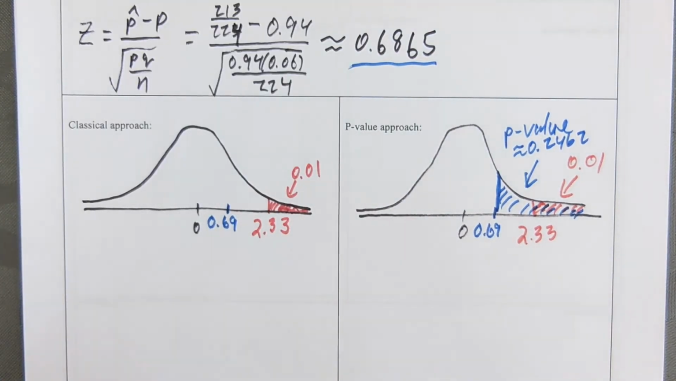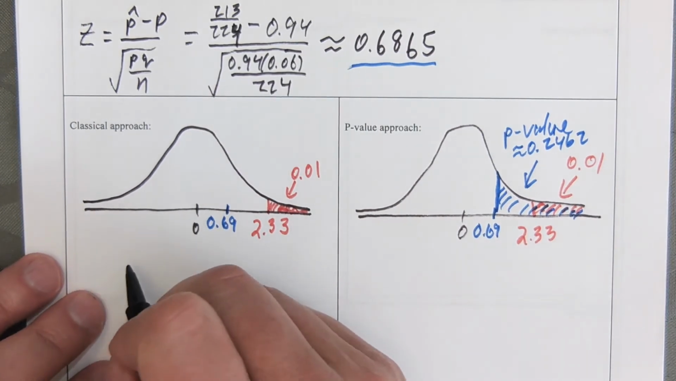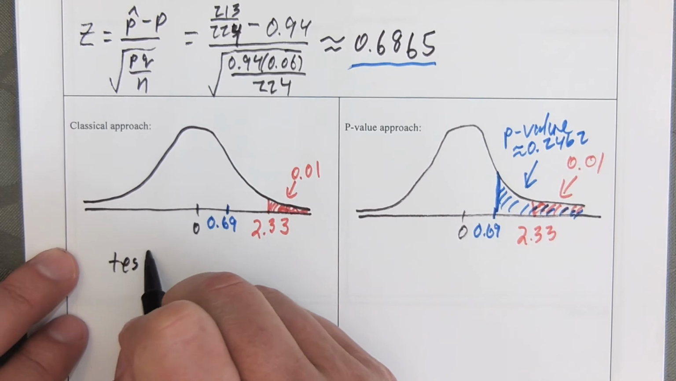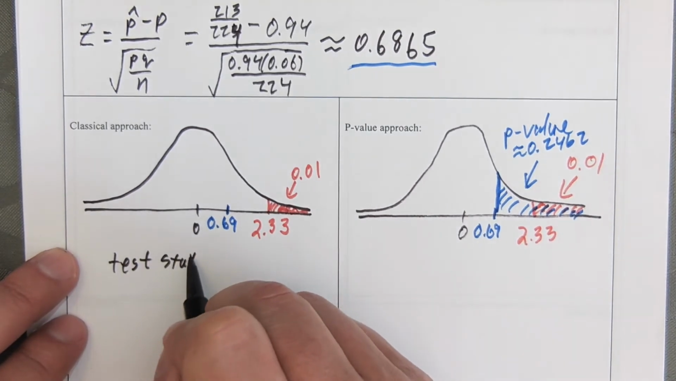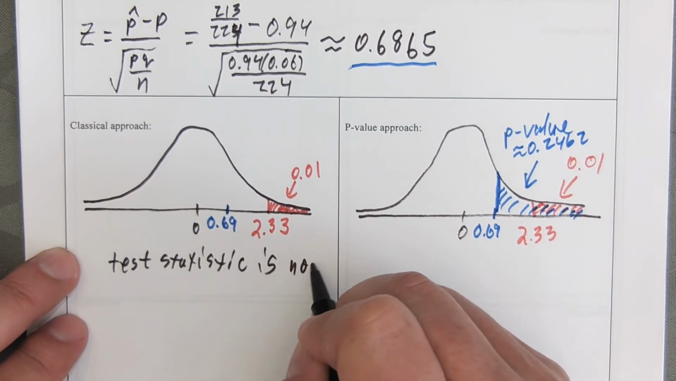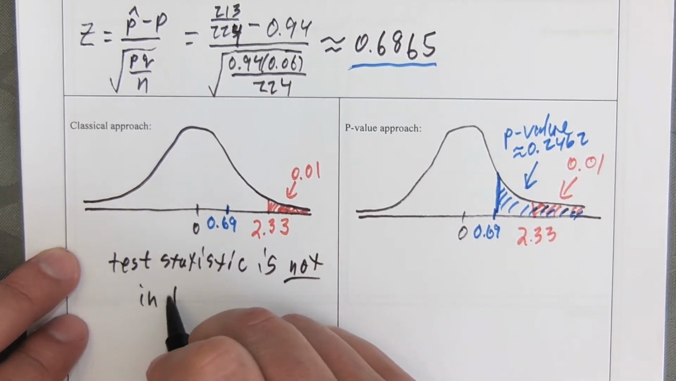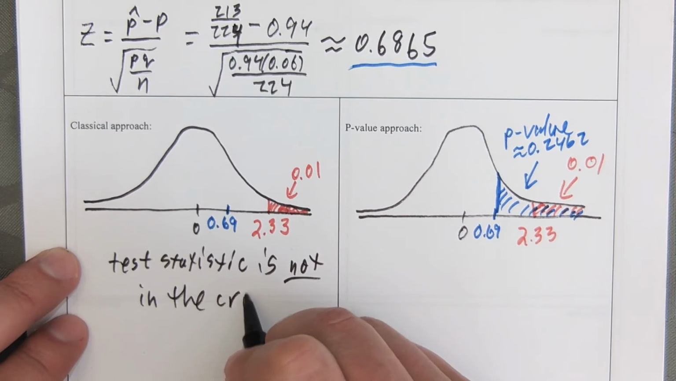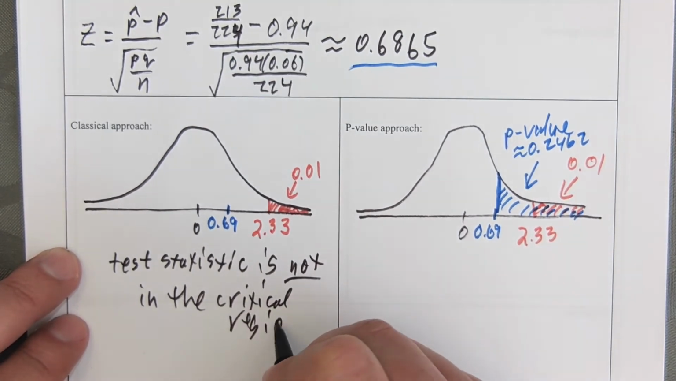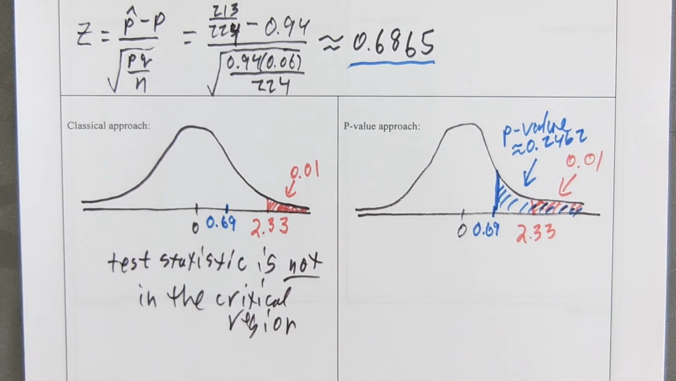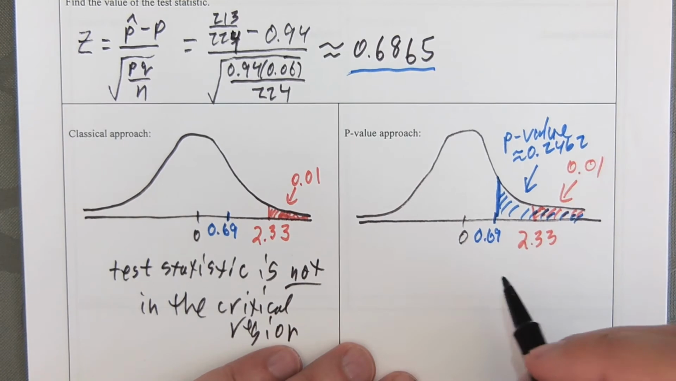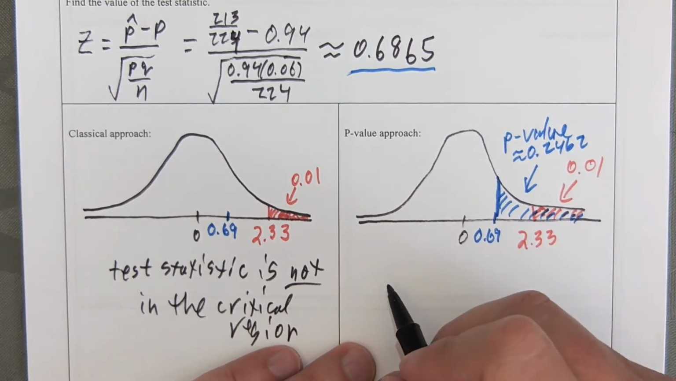So here we would conclude that the test statistic is not in the critical region. And so that's the classical approach. That's the way I grew up doing it. The p-value approach is the newer way that everybody does it now.